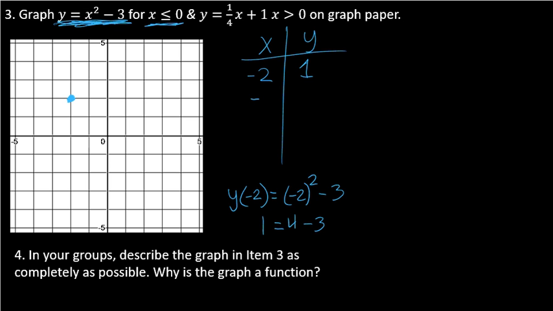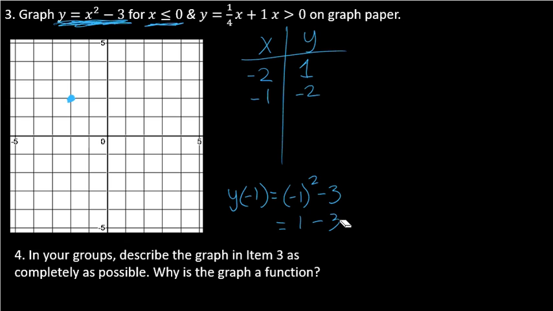Okay, what about negative 1? Well, same idea. So now I'm going to do y of negative 1 instead, and that's going to be negative 1 squared minus 3. Okay, and that's going to give me 1 minus 3, which is going to put me at negative 2.